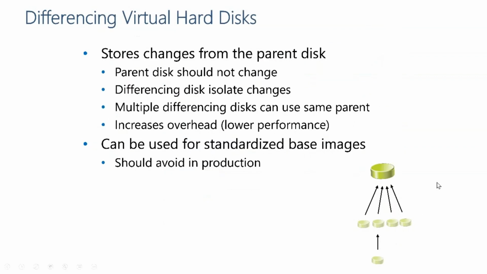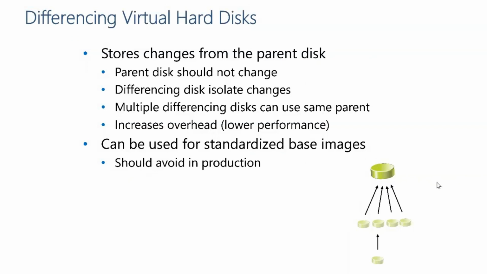So basically, if we're talking about differencing disks, we have a parent, and then these are like differences from the original parent. It stores changes from the parent disk. The parent disk should not change. The differencing disk isolates the changes, and multiple differencing disks can come from the same parent, and this increases the overhead. Because in order to get all the files, I must read this, and I must read that to get everything. So every time you increase the complexity, it's going to decrease the performance.